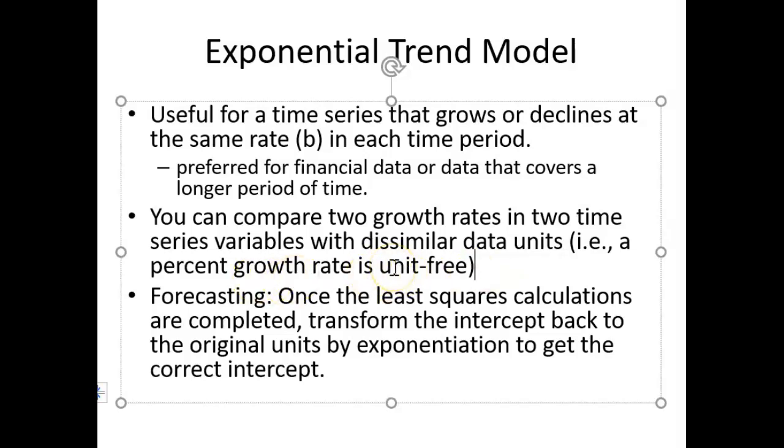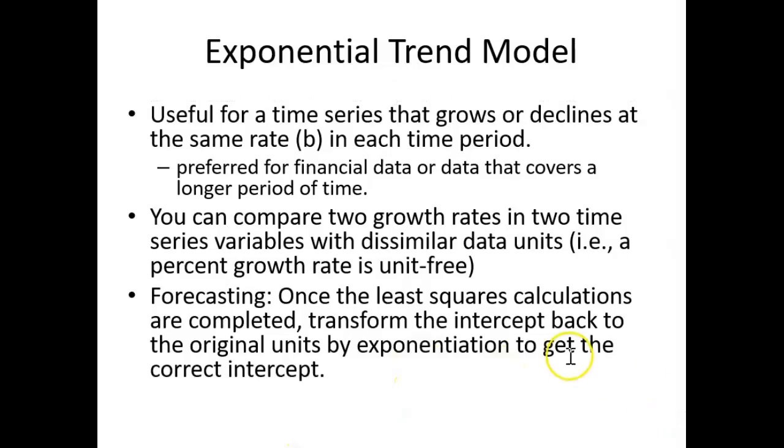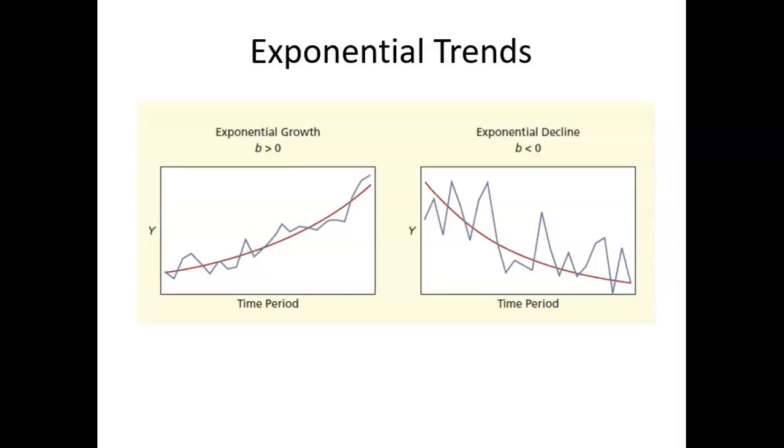So you could be comparing sales in terms of quantities and then changes in another variable that's measured in dollars. In terms of forecasting, you conduct your ordinary least squares regression, and then you have to transform the intercept back to the original units. So you have to go from the double log model back to the exponential model to predict a number that makes sense. And here's what an exponential trend model looks like.